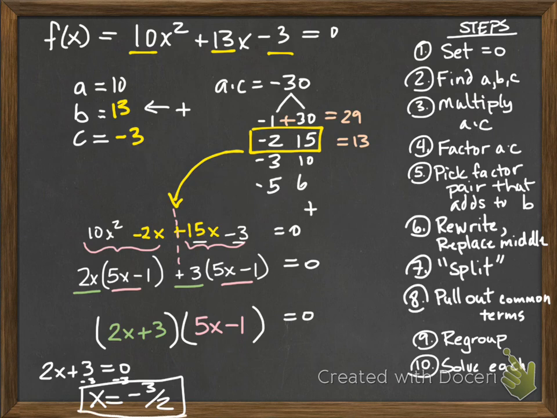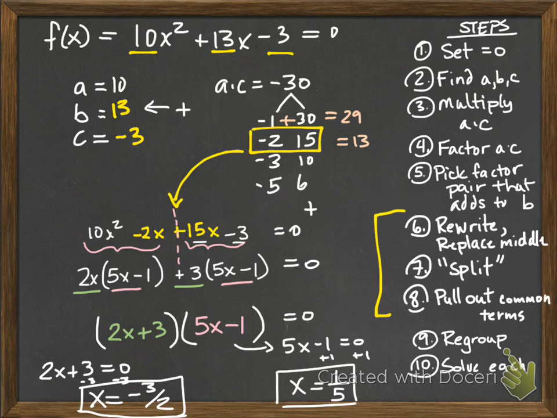My next answer, I'm going to go put it over here. 5x minus 1 equals 0. So I add a 1 to both sides. And then I divide by 5 on both sides, and I get x equals 1 over 5. That's my second answer. So, okay, we did the exact same thing as before, only we added in our missing steps. So if your a is not a 1, this is what you would do.